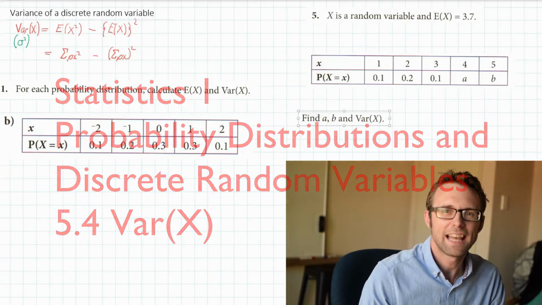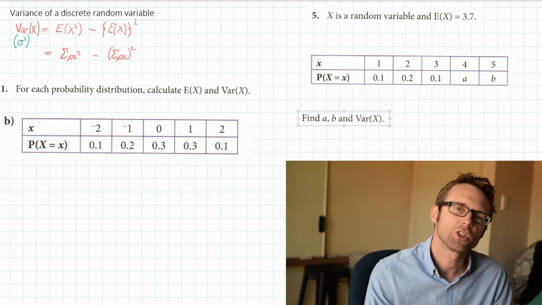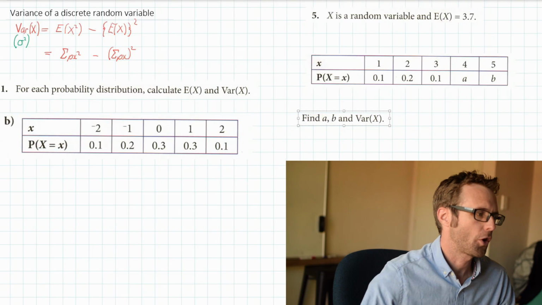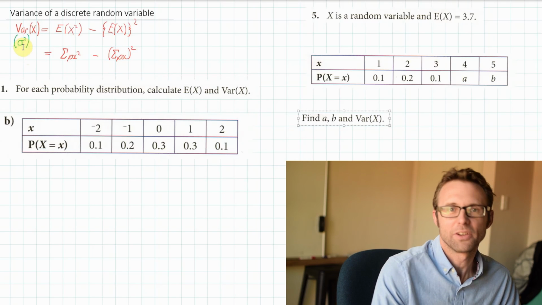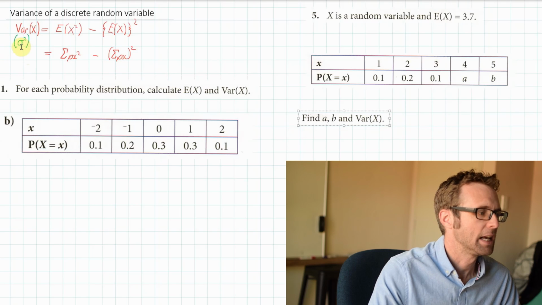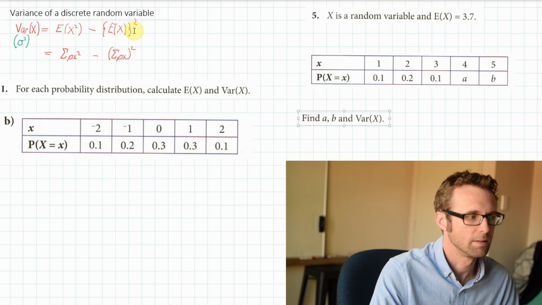Hi team. Today we're going to talk about var(x), or the variance of a discrete random variable. So we write var(x), this is like variance, sigma squared, right? And it is equal to E(x squared) minus the expected value squared.